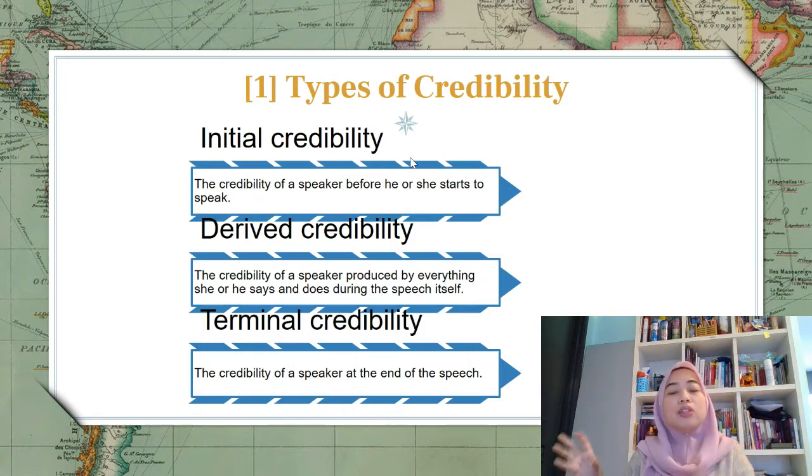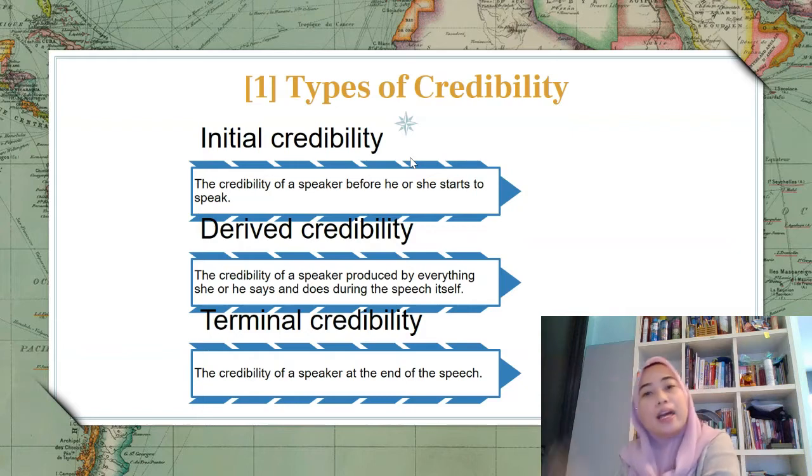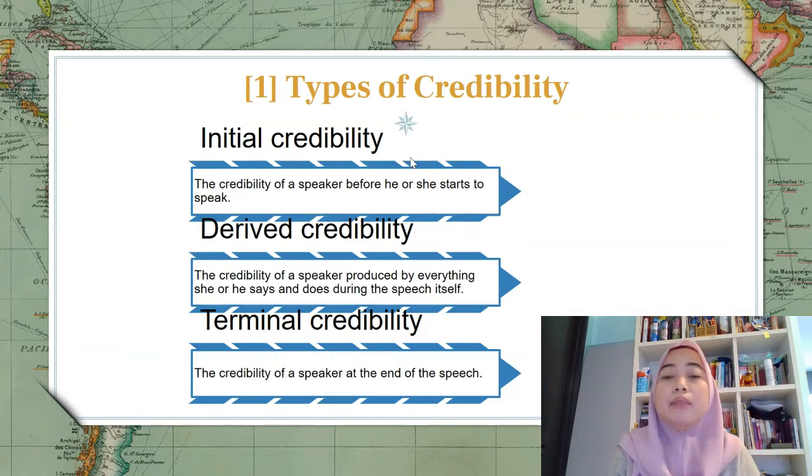Now, terminal credibility is established towards the end of the speech. When you are almost ending the speech, we will be able to see the credibility itself. So basically, by looking at these three different types of credibility, you know that credibility is not something that is portrayed once. It's seen throughout the whole process of the speech itself.